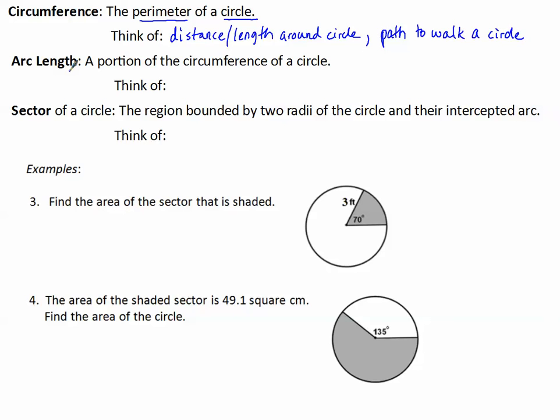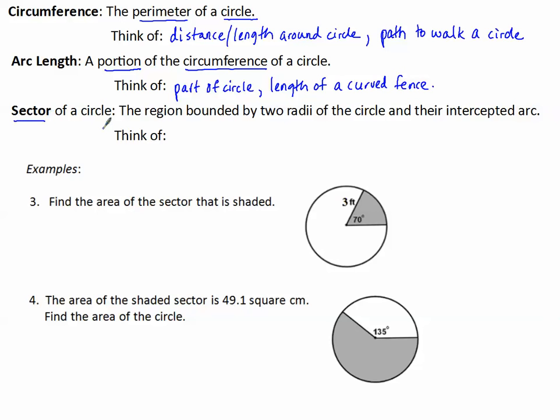The arc length is just a portion of the circumference of a circle, a portion or part of a circle, like the length of a curved fence if you were fencing in a circular garden or something like that.